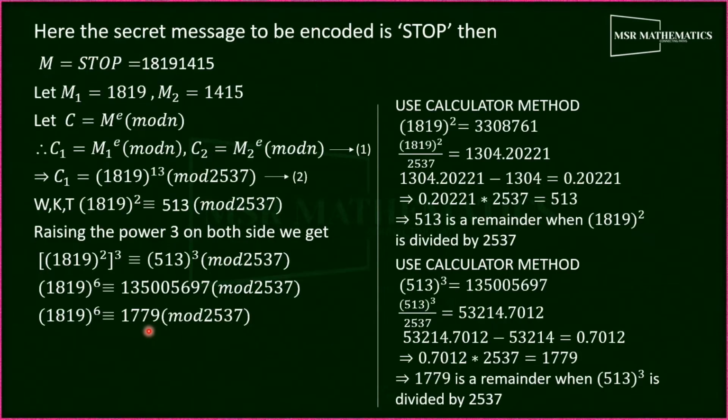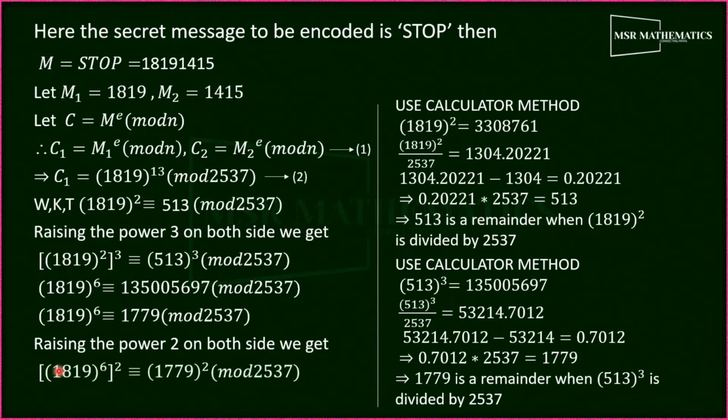This means 1779 is a remainder when 1819 power 6 is divided by 2537. Both are same. Next, here in the left hand side we have to obtain 1819 power 13. For that, in the next step, again we have to raise the power 2 on both the side. Here if we raise the power 2 on both the side, we get 6 into 2 as 12, which is nearly equal to 13. So to achieve that value, we have to raise the power 2 on both the side. We get 1819 power 6 into 2 is congruent to, here right side also, 1779 power 2 under modulo 2537.